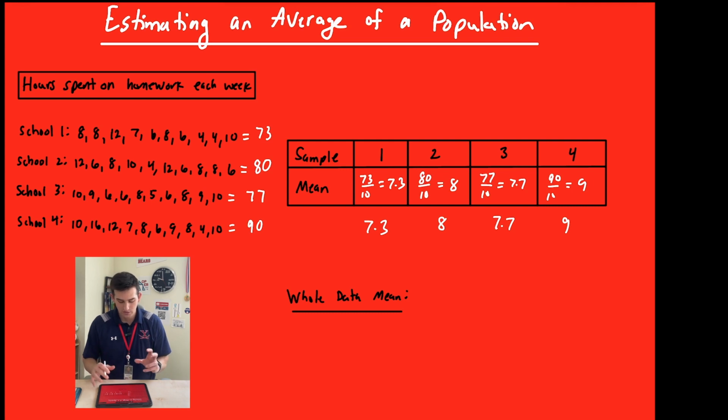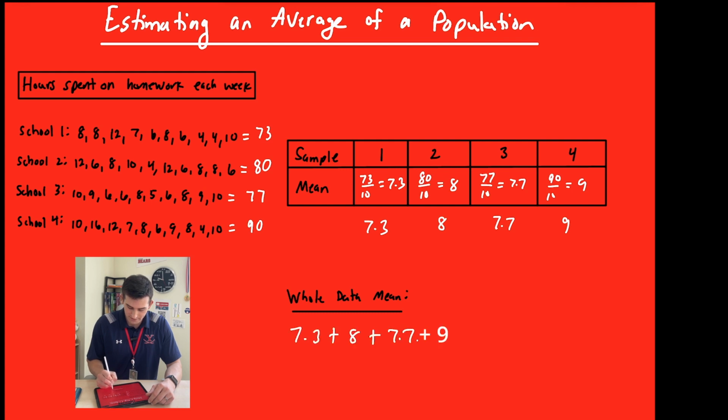So now, we have 4 different schools here. We are estimating the population of the entire school just based on these 10 results, which we could do. It's an estimation. And now let's take an estimation of the 4 schools. In total of these 4 schools, how many hours per week are we thinking that students spend on homework? So we have these 4 values: 7.3, 8, 7.7, and 9.